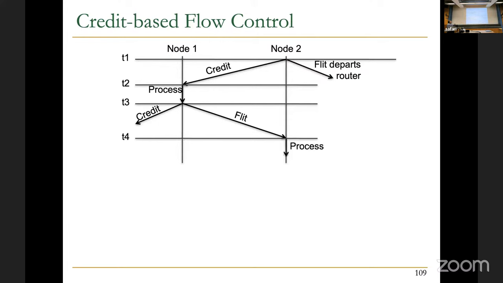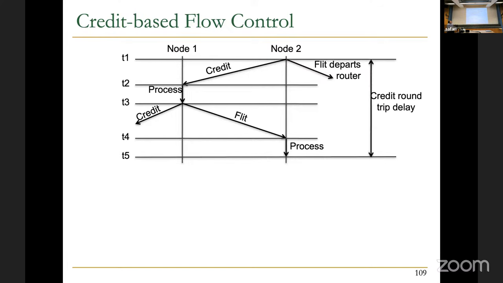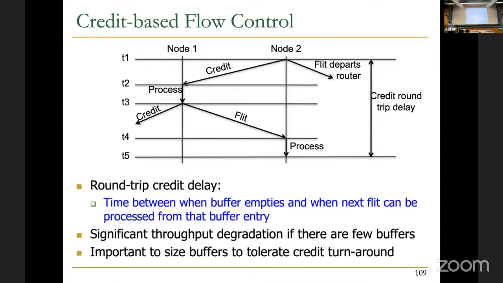When node 2 receives this flit, it also needs to process it, and essentially this is the credit round trip delay. Node 0, which we have not shown here, this is the time it takes to realize that it has some credits and can send. It can actually be backtracked to the upstream routers. This credit round trip delay, the time between when a buffer empties and when the next flit can be processed from that buffer entry, causes significant throughput degradation if there are few buffers. So it is important to size buffers to tolerate the credit turnaround time. Nowadays we have relatively large buffers such that we can tolerate this credit turnaround time.